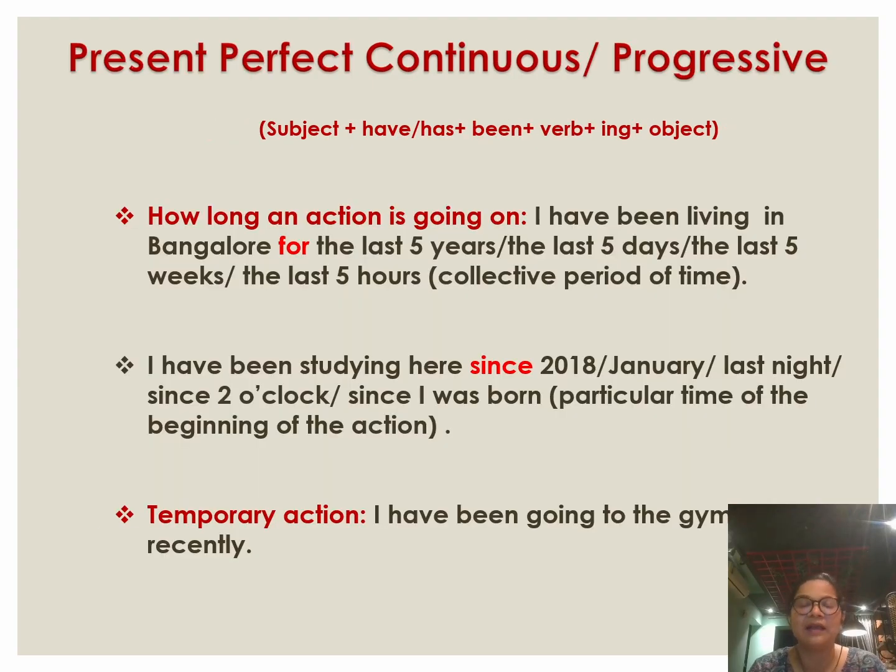Now the last part is present perfect continuous, or progressive. So here we have subject plus has or have plus been plus verb plus ing plus object. For example, I have been living in Bangalore for the last 5 years. I have been studying here since 2018, or I have been studying here since January. I have been living in this house for the last 5 weeks, or I have been going to the gym recently. So in this way, we have present perfect continuous, progressive.